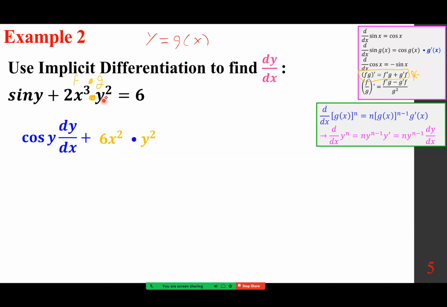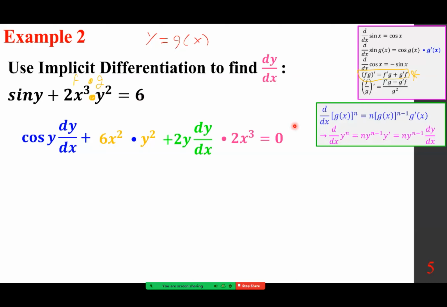plus, now y squared. The derivative of g of x to the power of n is n g of x to the power of n minus 1 g prime of x, and we're going to replace the g of x with y. It works the same way. N y to the power of n minus 1 y prime or dy dx. So this will be 2y y prime or dy dx, and then times f, 2x cubed. The right side is a number, becomes 0.